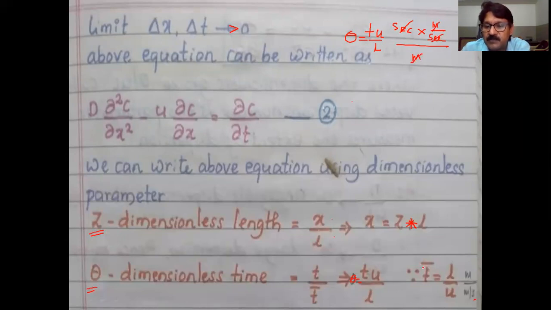But what is t bar? T bar is L by u. Therefore, I'll write theta is equal to tu by L. T bar is what? L by u. So I am substituting t bar as L by u.